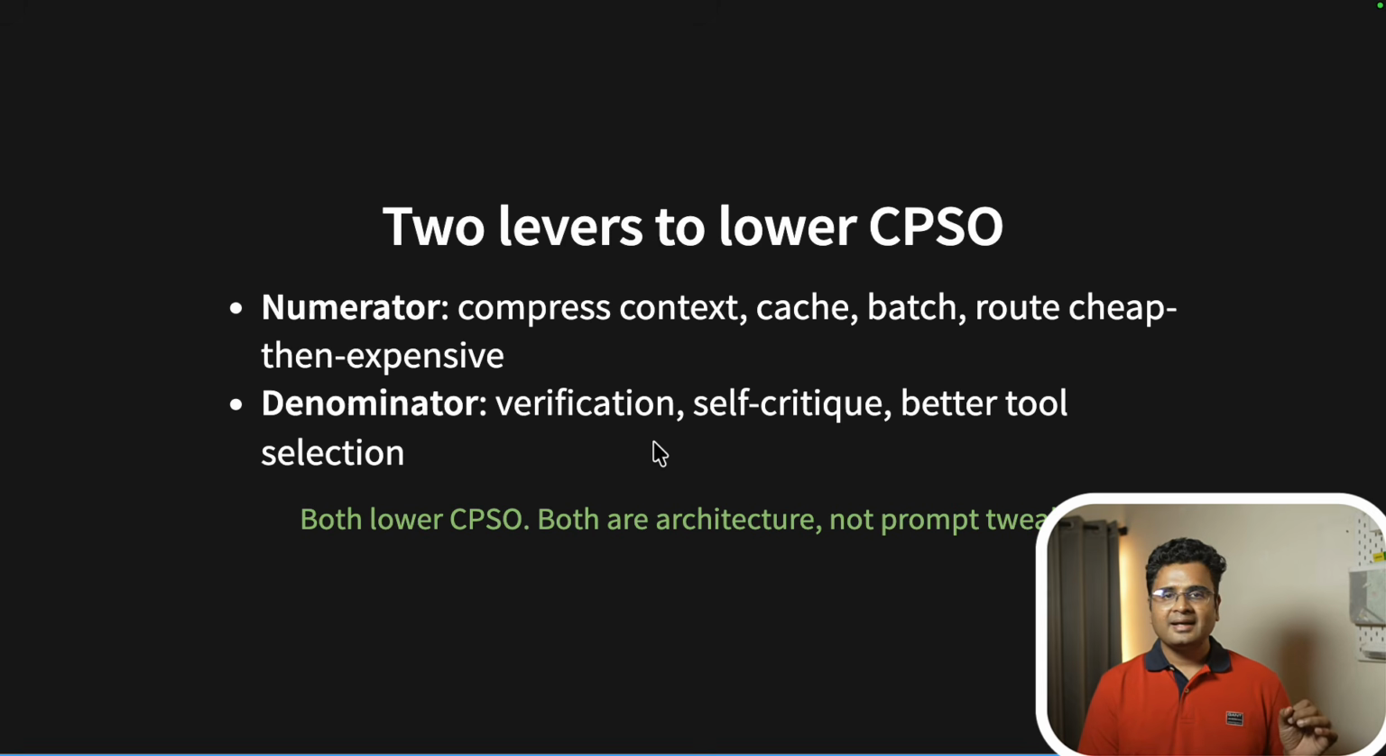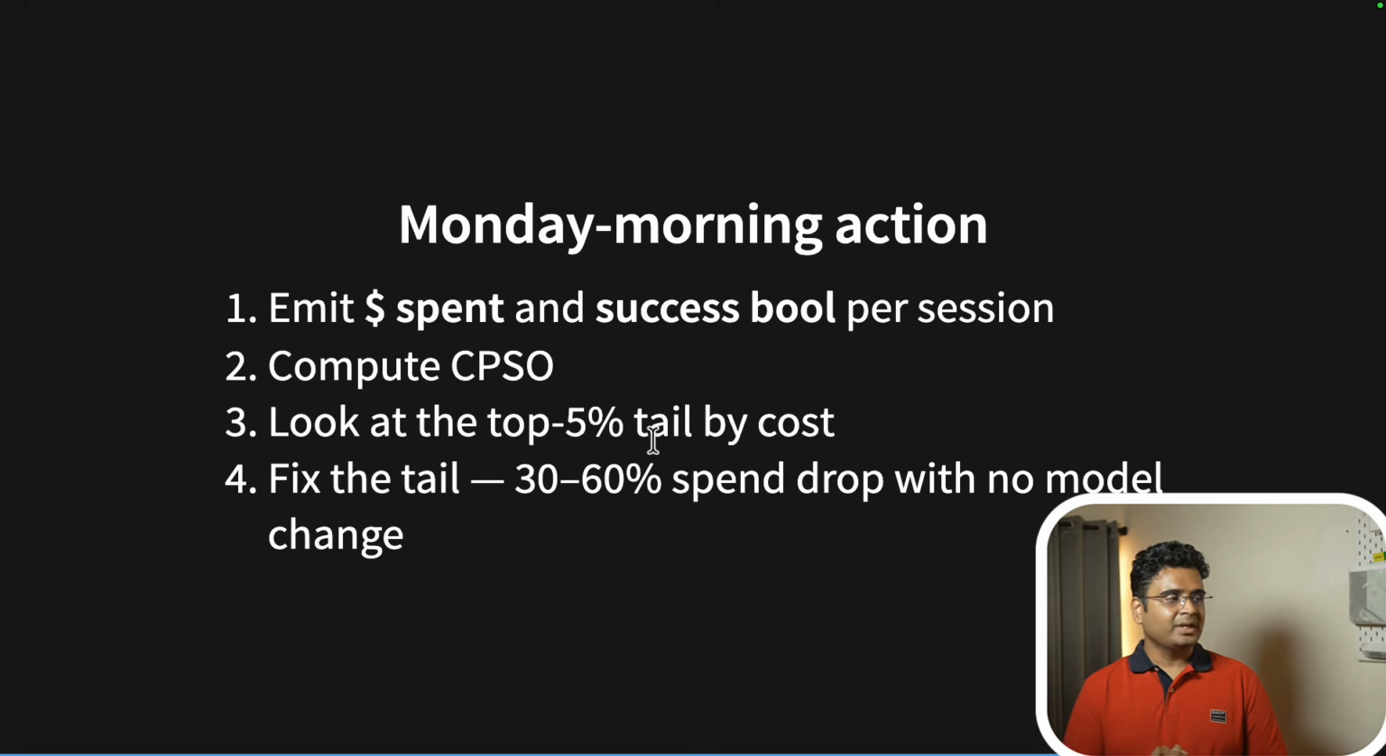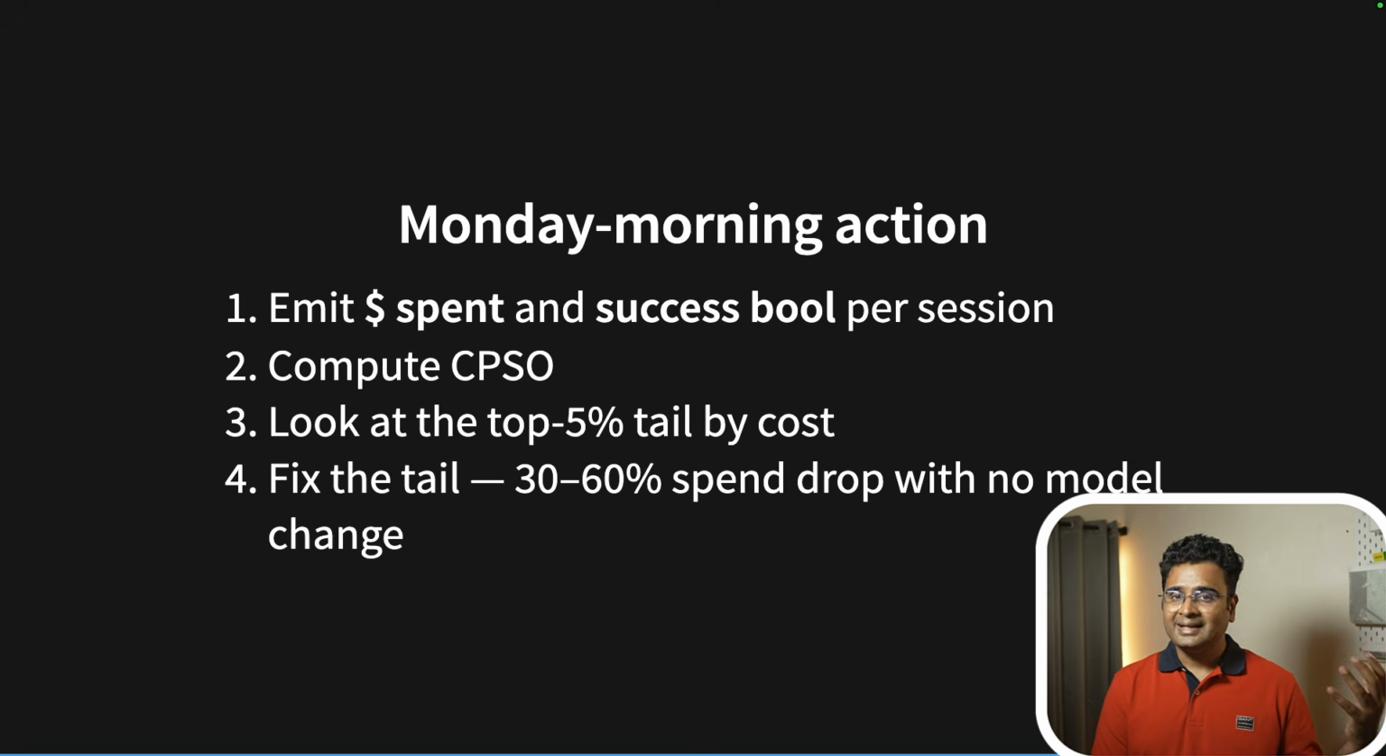So if you want to take one action after this video, it is this: instrument your agent so that every session emits two numbers: total dollars spent on that session, and whether the session succeeded or not. It should not be per call, it should be per session, end to end. Then take a look at this calculation. Look at the top 5% of your sessions by cost. That could be where your retry loops are. That is where your context amplification is. And that is where most of your money is going. And that's the one that's going to help you optimize your systems, guys.